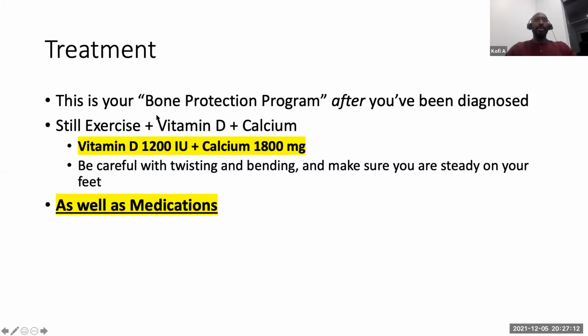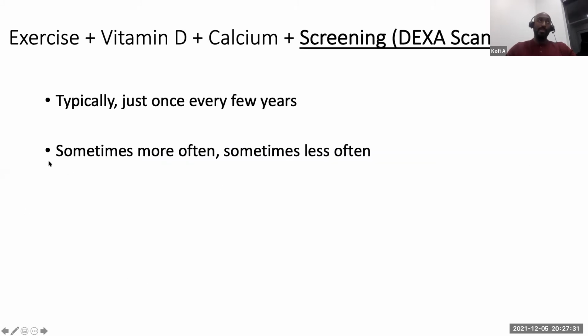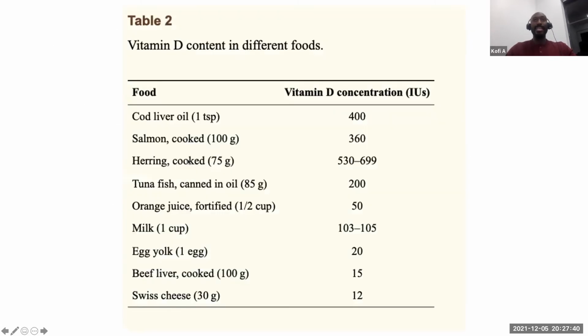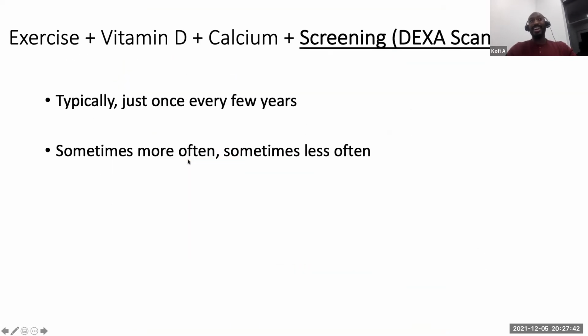So treatment, we talked about bone protection program after you've been diagnosed. We still need to continue with that. Still exercise, still vitamin D and calcium. But if you do have osteoporosis, remember this is for prevention now. If you do have osteoporosis, you probably need a medication on top of that. So let me recap. Everything we were talking about before was prevention. We're trying to prevent it, just the normal things, a normal functioning person. But if you have osteoporosis, even that alone is probably not enough.